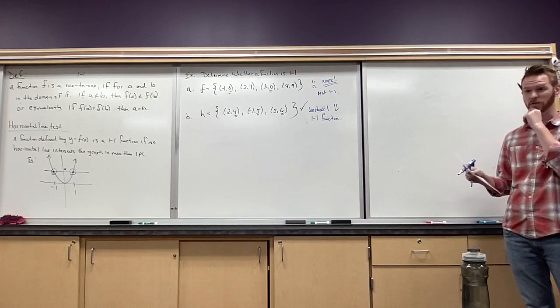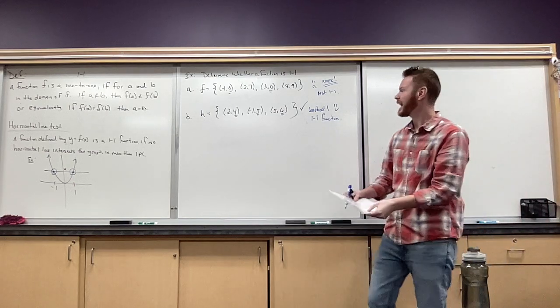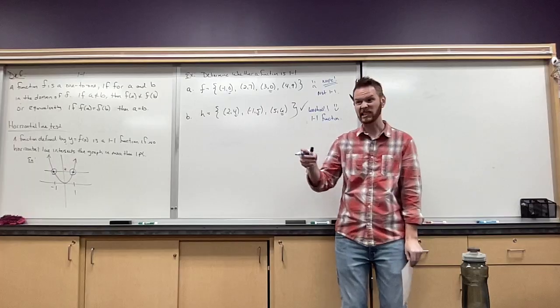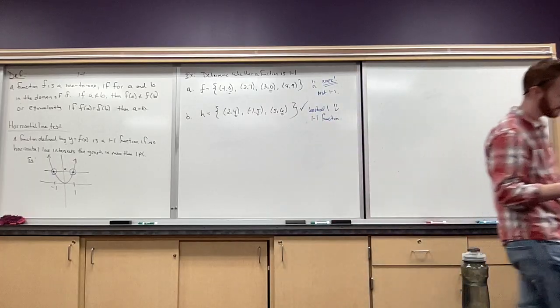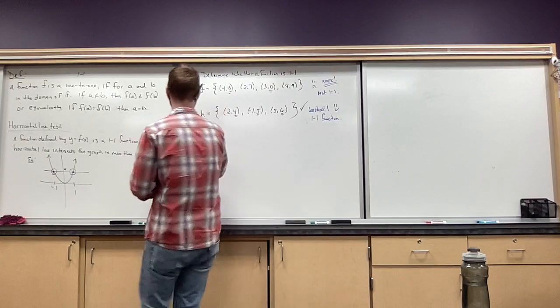Okay, so any questions on this? Easy to spot, right? Just look for the duplicate y values. Still keep in mind that you have to look at your x values too. Make sure there's no duplicates there, because if there is, then it's not a function, right? So we don't want to forget that part either. All right, let's practice horizontal line test.